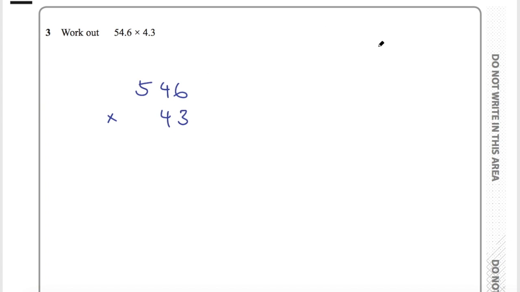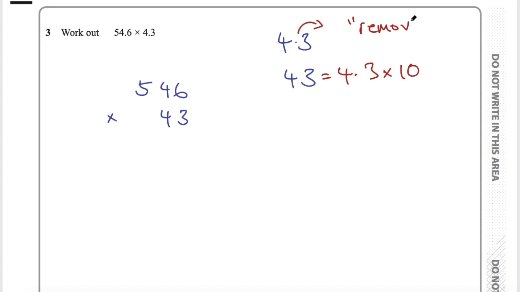What I mean when I say remove decimals is if I've got, say, 4.3, I want to change that to 43, and so I'm taking out that decimal. What I'm really doing is multiplying it by 10. So this is 4.3 times 10. The reason I say remove is because it's easier to say than multiply by 10. And obviously if I'm multiplying by 10 at the start, so I've multiplied 4.3 by 10 and 54.6 by 10, I will need to divide the answer by 100.